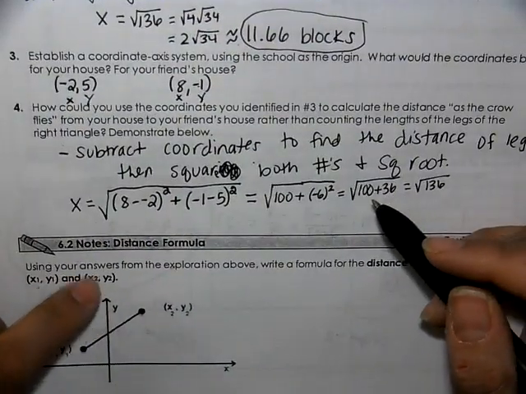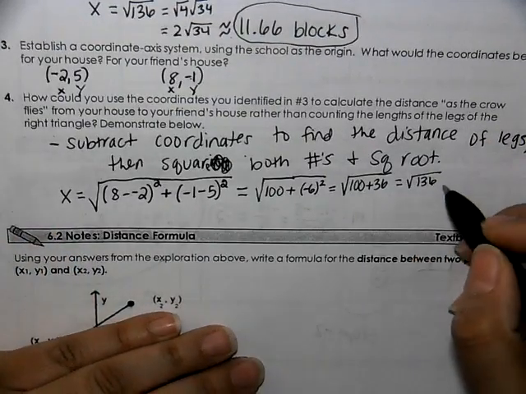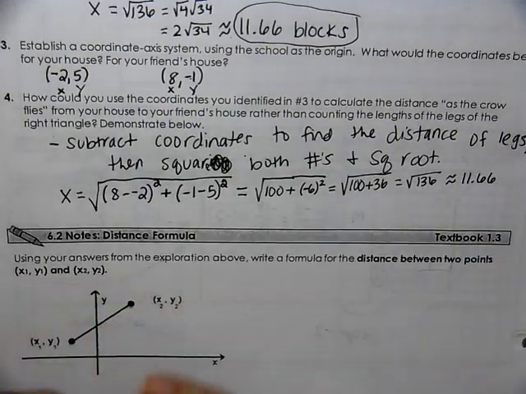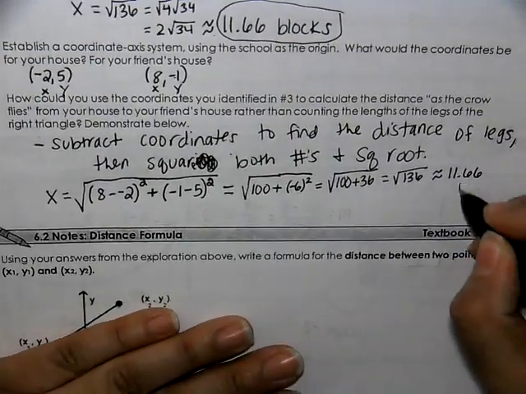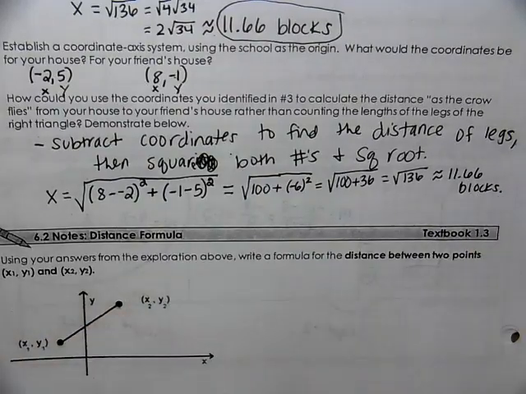What if I just have coordinates? I don't want to draw a diagram just so that I can see if I can do Pythagorean theorem. But this answer would still be the same, which would be 11.66 blocks. We just found it another way. Okay, so we're about to summarize now at the bottom here where it says, what is this distance formula?